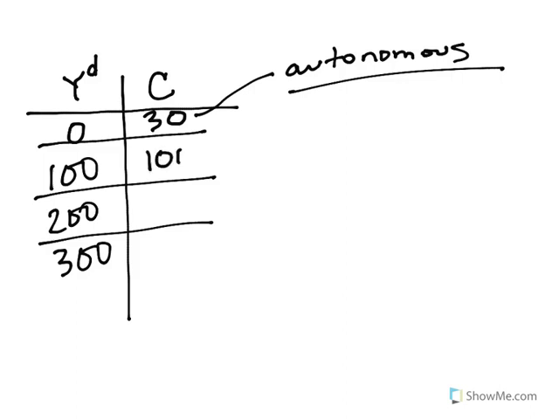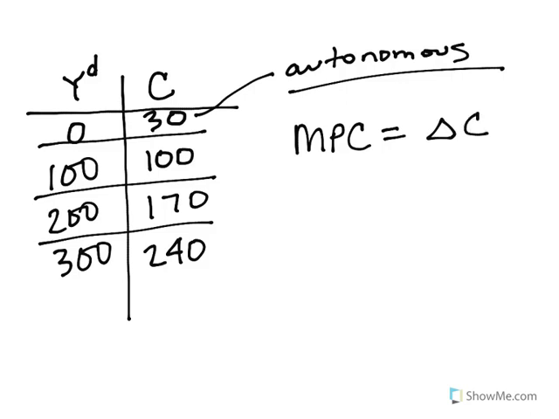So let's say when my disposable income increases to 100, I now spend $100. When it increases to 200, I now spend 170. And when it increases to 300, it now increases to 240. So from this information, I can calculate my MPC. So remember, the marginal propensity to consume is just the change in consumption that's going to take place when there's a change in your income.